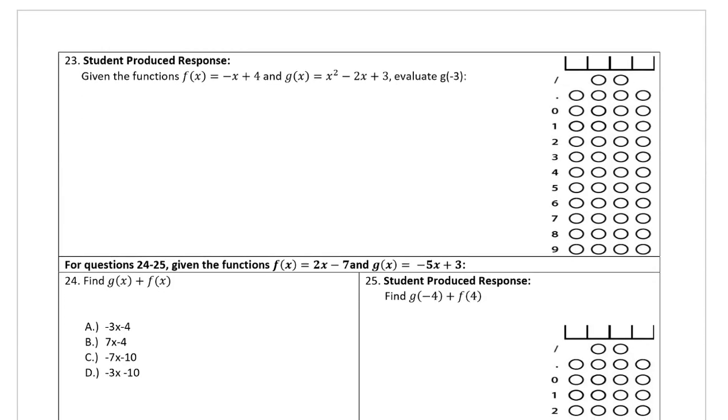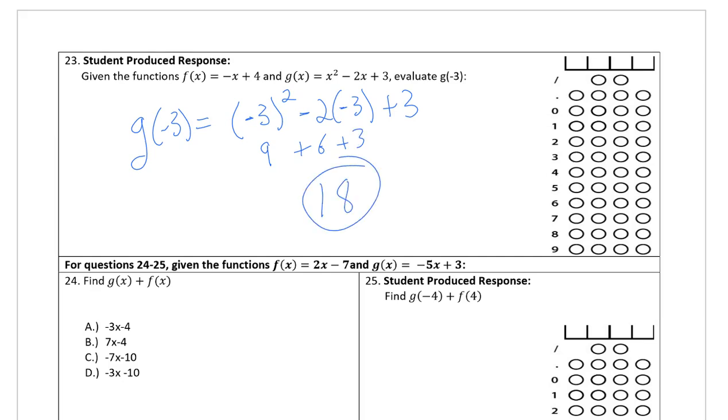Alright, moving down. So given the functions f of x and g of x as they're written, evaluate g of negative 3. Since we're only asked about g, g is all we actually need. So g of negative 3. Remember, when we plug in, always use parentheses. So I'm going to substitute that negative 3 wherever I see an x, and I'm writing it in parentheses. So at this point, the calculator, if we type this exactly as it looks, we'll be good to go. Or if you want to do it by hand here, so negative 3 squared is 9. Negative 2 times negative 3 is positive 6. And plus 3, so I'd get a final answer of 18.